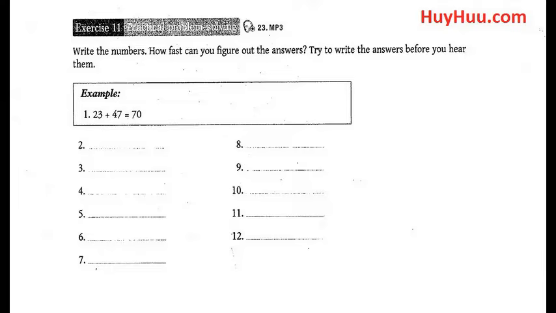Number 10. How much is this dress? The red one? Yeah, it's $15.49. $15.49. Okay, I'll take 10. Okay, 10 dresses at $15.49. That comes to 154 pounds 90 pence.